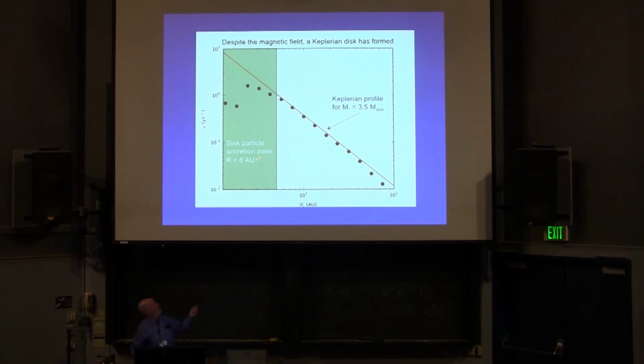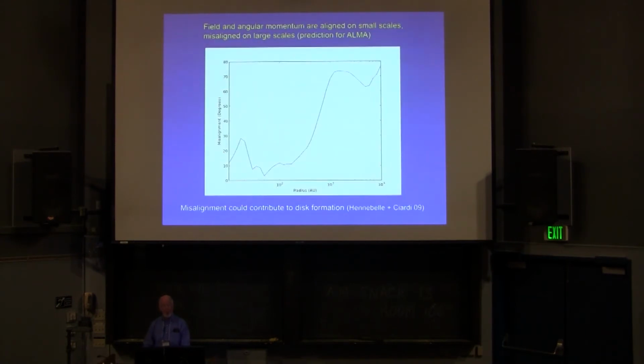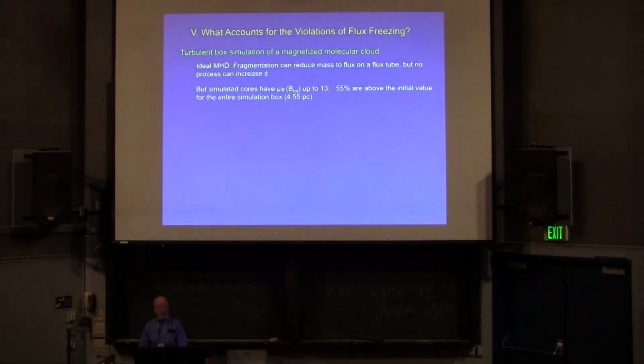So this straight line here shows you what you get for a 3.5 solar mass star, and you can see that the simulation works very well. But it's also true that misalignment of the angular momentum and the magnetic field could have contributed to the formation of this. Here's the misalignment, and on small scales it's fairly well aligned, but on large scales it is very misaligned. So this large misalignment on the scale of 1,000 AU is consistent with the results that Hull et al. found. So what accounts for the violations of flux freezing?